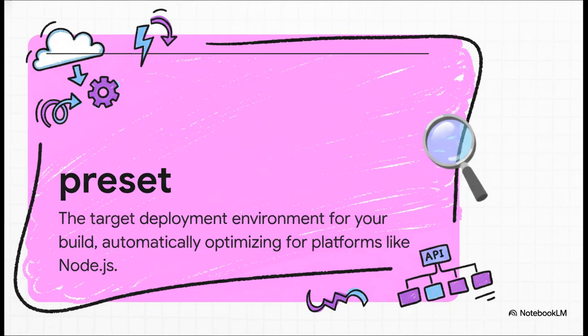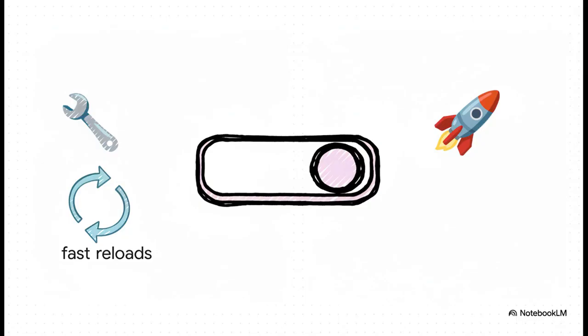This single line of code is probably the most important setting for deployment. It tells Nitro where you're going to host your app. Is it Vercel, Netlify, a plain old node server? And just like that, Nitro automatically handles all the specific optimizations needed for that platform. It's awesome.